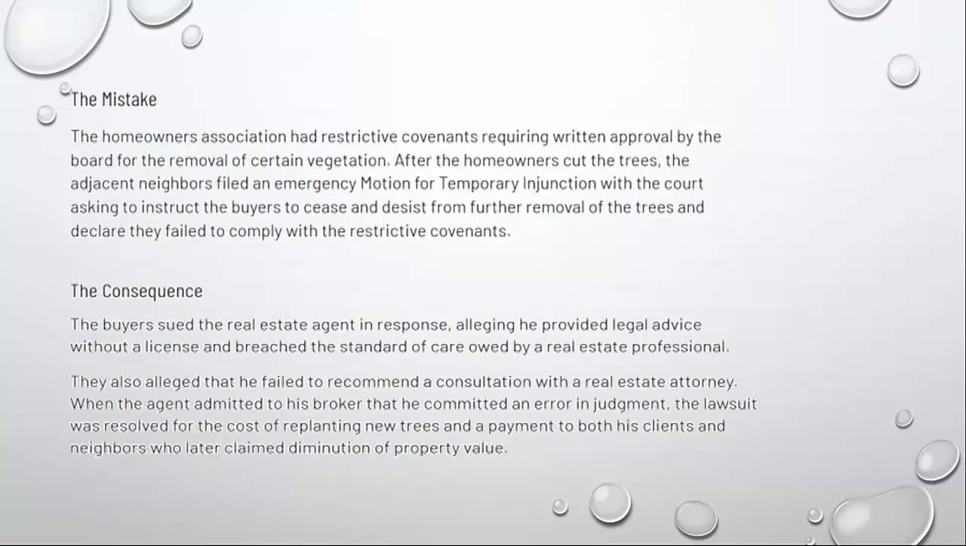And some agents, when they order the HOA docs, they sit down and they read this stuff. But the fact that they sit down and read this stuff doesn't mean that they've got carte blanche to quote to their client what it says. Because as in this case, the agent either missed that sentence or he misinterpreted it, but he gave the buyers bad advice and it ended up really, really bad.